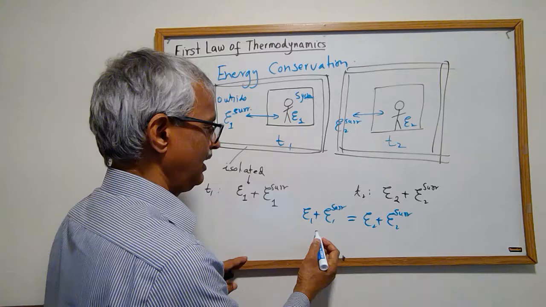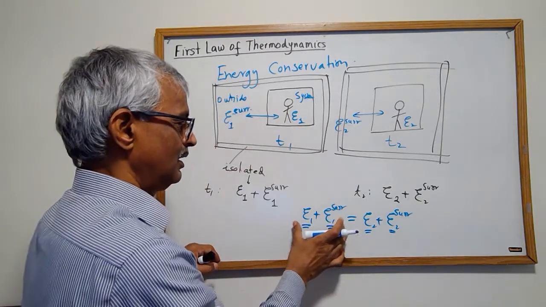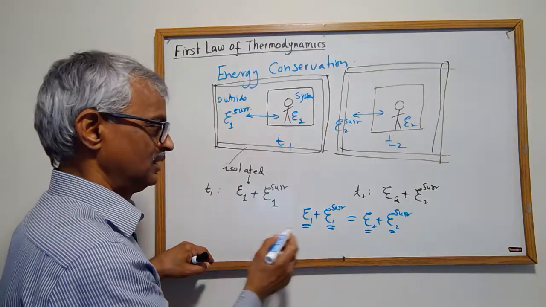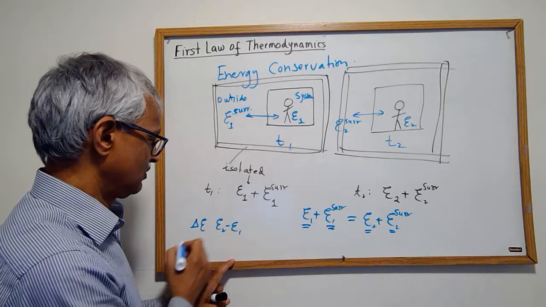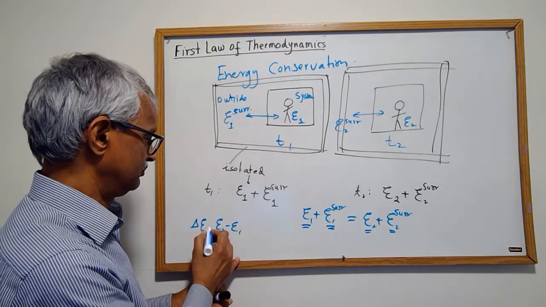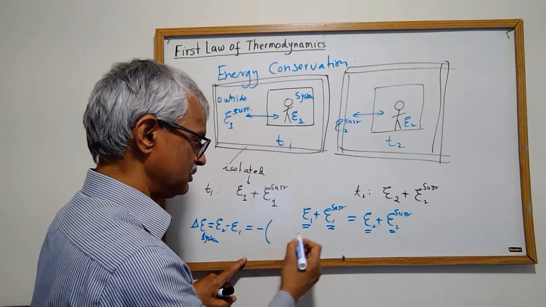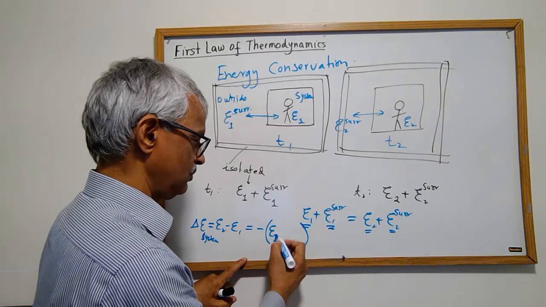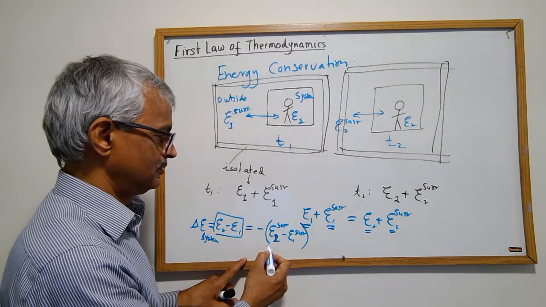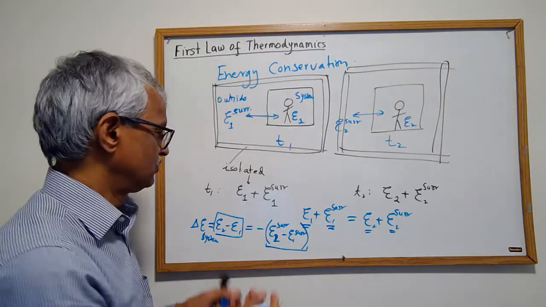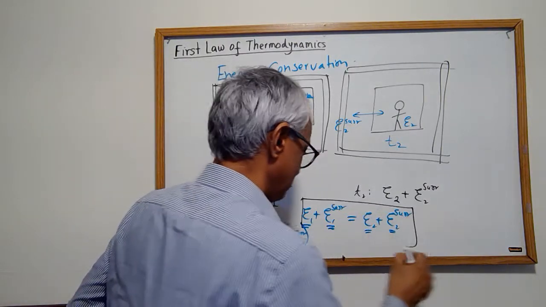I may not know these values exactly, but we can say that the difference in the energy of the person, E2 minus E1, is the change in energy of the system. If I bring this to the other side, it is equal to whatever energy was lost by the surrounding, and vice versa: energy 2 surrounding minus energy 1 surrounding. So if this was a plus, then the other thing lost the same amount. This statement is the statement of energy conservation, right? It is the same statement as that. So this is the energy conservation statement.